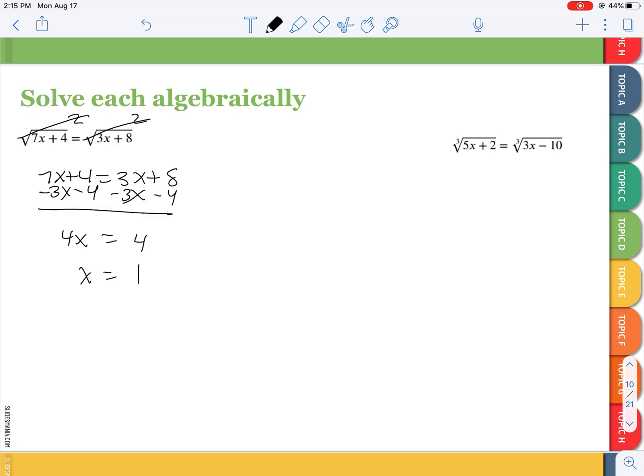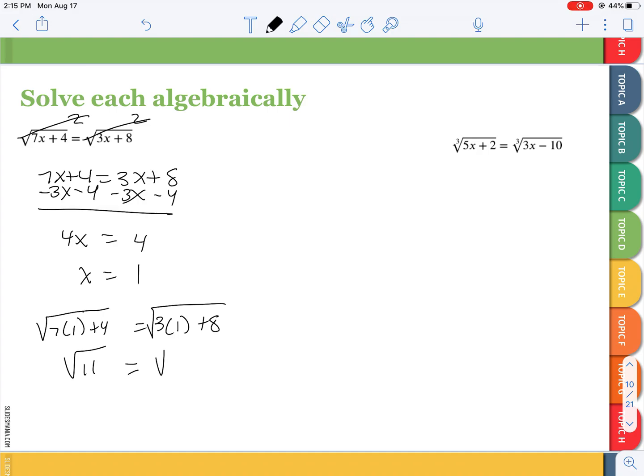So x becomes 1. Now, once I get this, I do want to make sure my answers are working out and I don't have anything extraneous. So we're going to double check our answers. Always good habit. So let's see if we get the same amount.